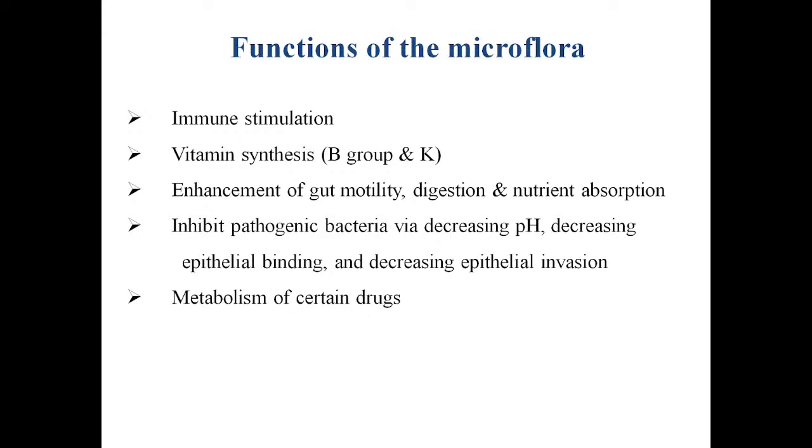Another role is the vitamin synthesis. E. coli are able to produce the main vitamins, groups B and K. Then normal microflora bacteria enhance gut motility, our digestion, and nutrient absorption. For example, we don't have some enzymes that destroy some nutrients, like cellulose. Our organism is not able to produce enzymes for full destruction of cellulose. But bacteria are able to do it. Intestine bacteria destroy cellulose in our intestine up to finished components.